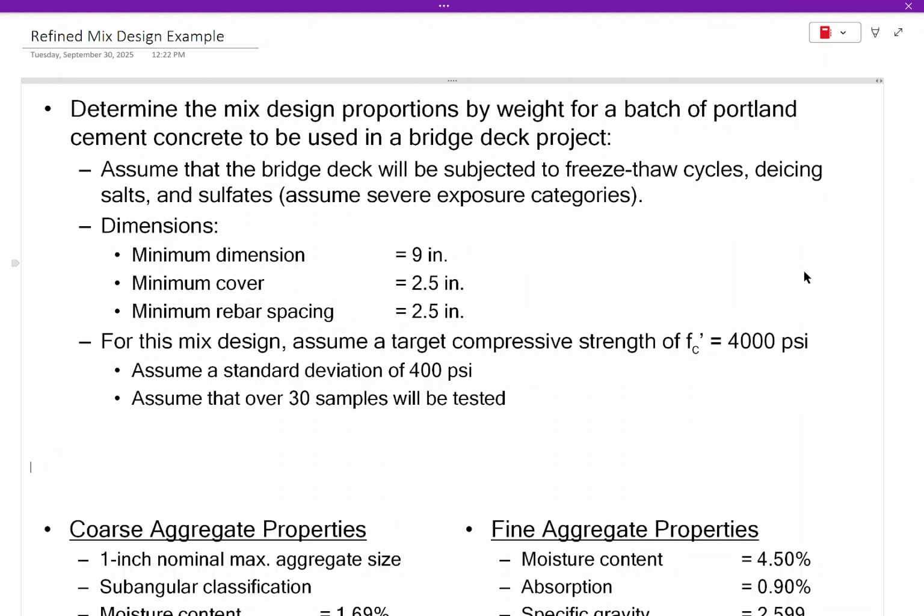Okay, now for this mix design, we're going to target a compressive strength of 4,000 psi. So if you remember in step 1, this is what the structural engineer is going to use for design. So when we proportion our batch, we're going to proportion it for a little bit higher than that. Now, in order to do that, we need to assume a standard deviation of 400 psi. That's what we're going to assume from all of the cylinders that we test, and we're going to assume that we're going to test over 30 samples.